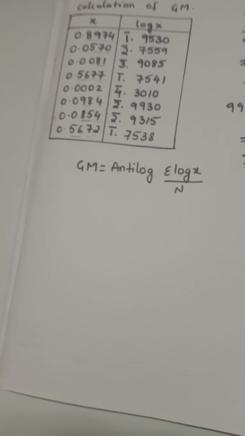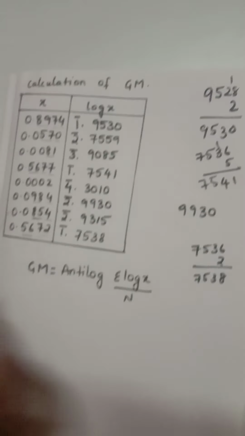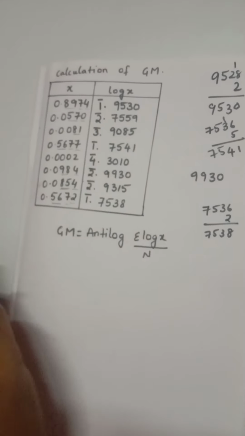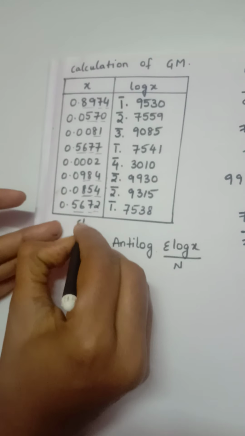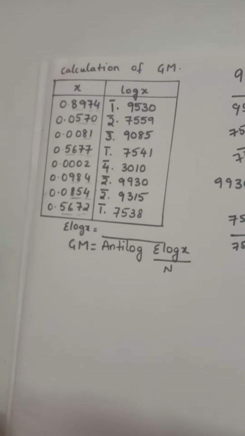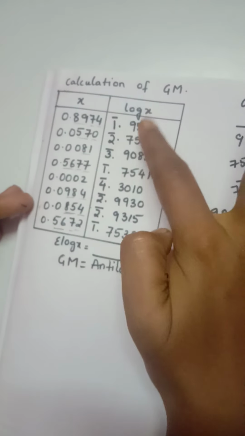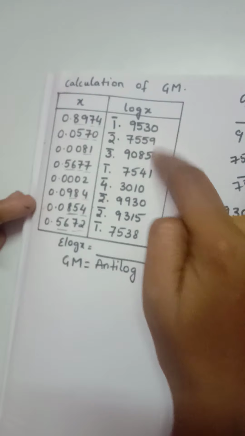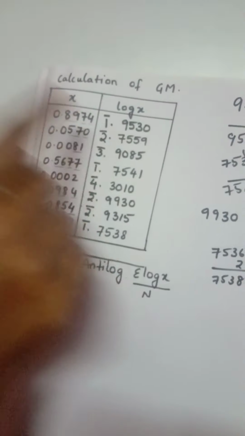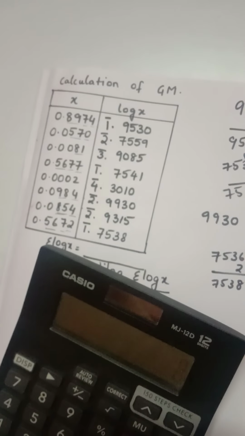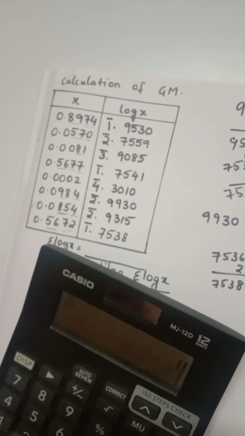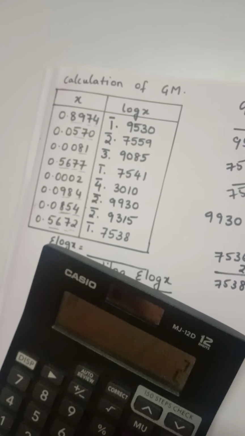And next, coming to the next step, we need to add these values. How you are going to add is a very important point here. Sigma log x value. So how do you need to add it? That is very important. When you are adding these values, you should not add the decimal points first. Only add these characteristic values first. So 1 plus 2 plus 3 plus 1 plus 4 plus 2 plus 2 plus 1.